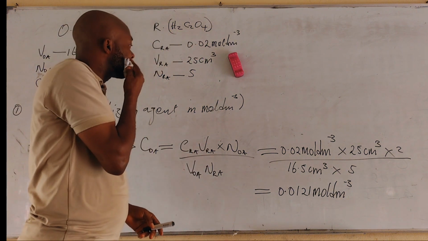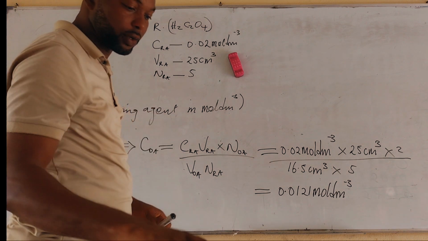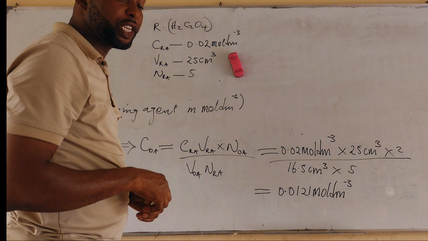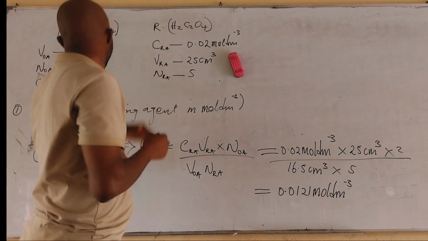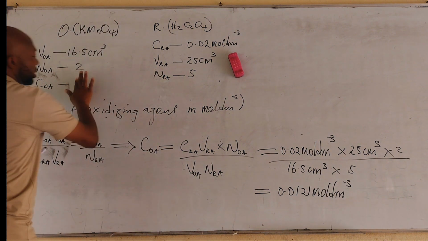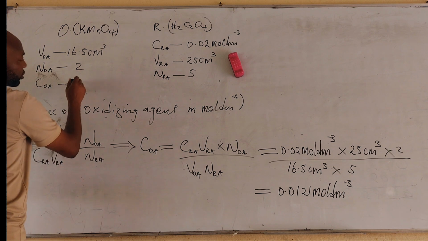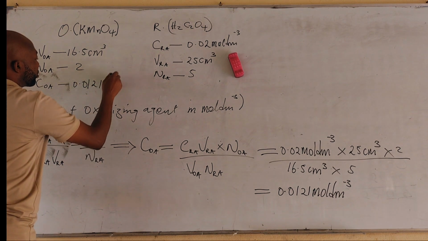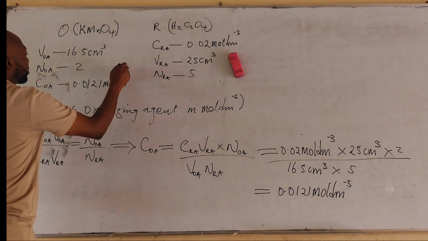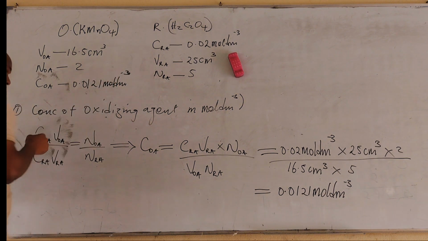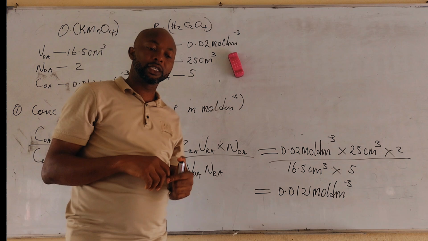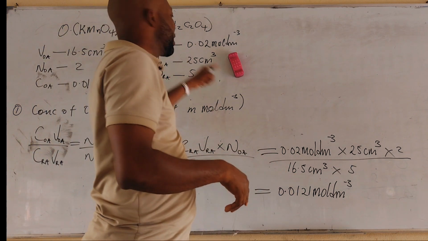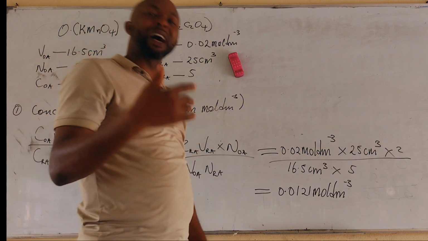So let's take our next question. We're now going to look at the concentration of solution B in g per dm cube. This is our B. Let me put the value for this: 0.0121 mole per dm cube. Now we are asked to calculate the concentration of solution B in g per dm cube. So g per dm cube means the mass concentration.